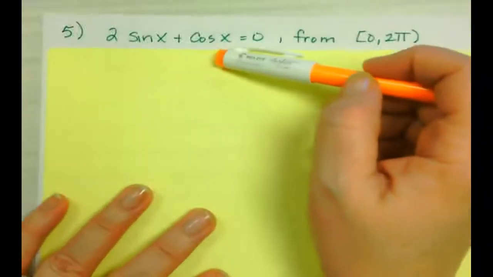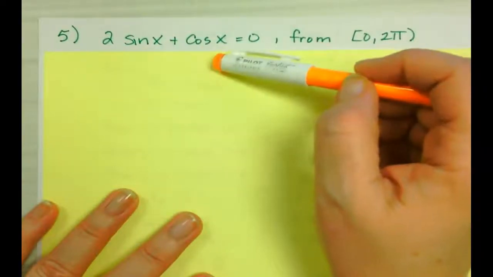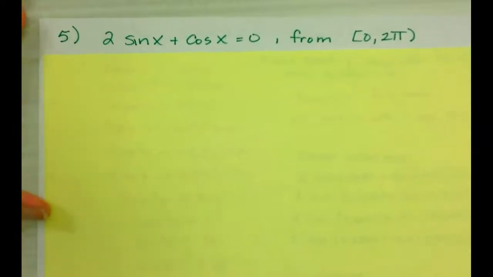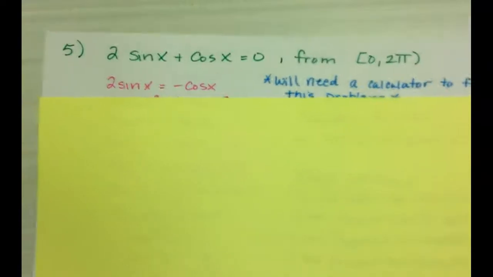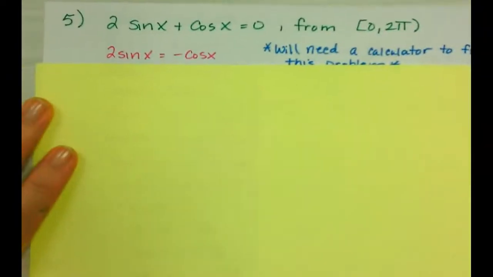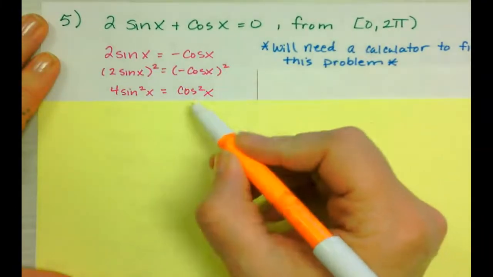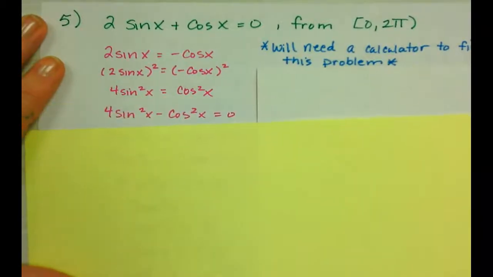Unfortunately, this is very similar to the last one we did. So we have 2 sine of x and we have cosine of x. So there's no way to just isolate one function, and we don't have any Pythagorean identities or that kind of stuff that's going to help us. So we are going to need that calculator. And let's go through the process. So I moved the cosine over. I squared both sides. And so again, the square goes between cosine and x, and the square goes between sine and x. So make sure you're taking care of that properly.